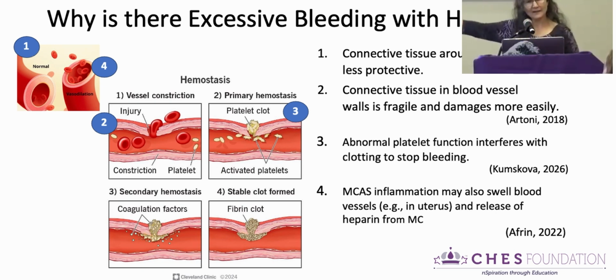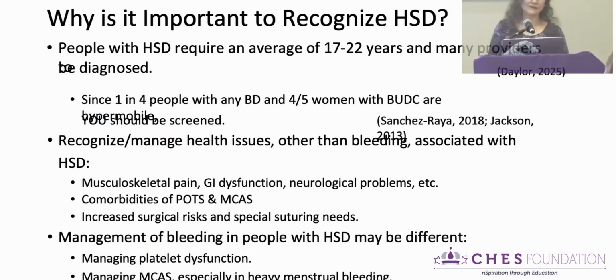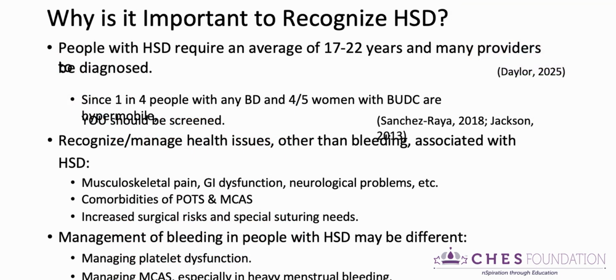And I think this is helpful to know because you might not think, I wonder if I should try managing mast cell activation to see if it helps with my bleeding, right? It won't work for everybody, but it might work for some people. So why is it important for people with bleeding disorders to recognize hypermobility?